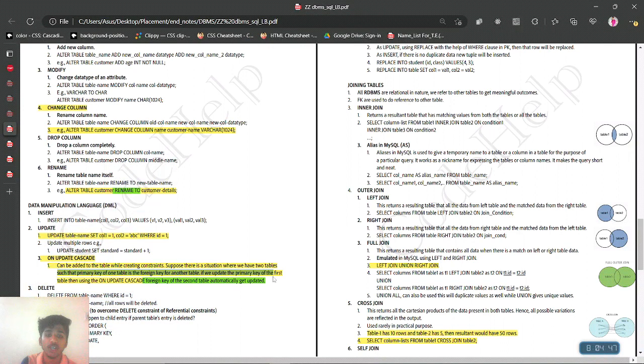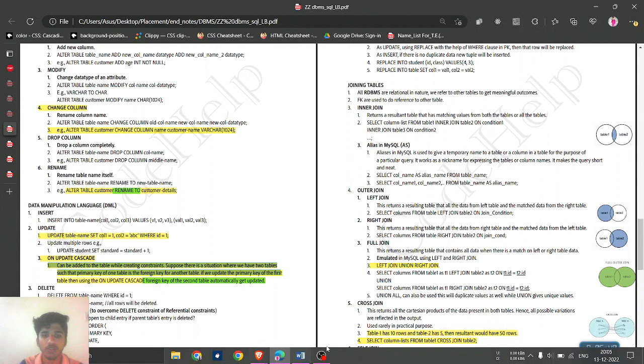This is what I wanted to convey to you. On update cascade can be added to the table while creating the constraint. So if I update the value of the primary key in the main table, and if I had written on update cascade in the constraint, then it will automatically update the primary key value in the next table also. That value, which is the foreign key for the other table, will also get updated.